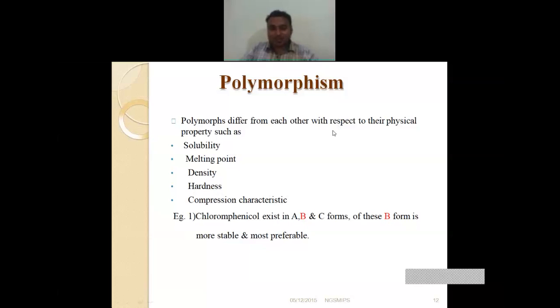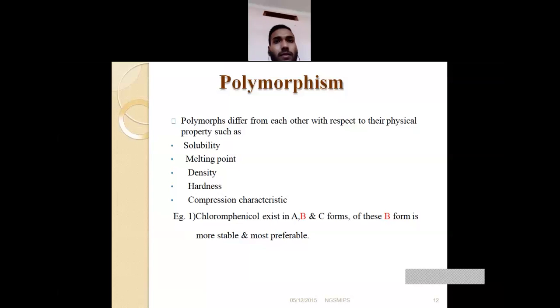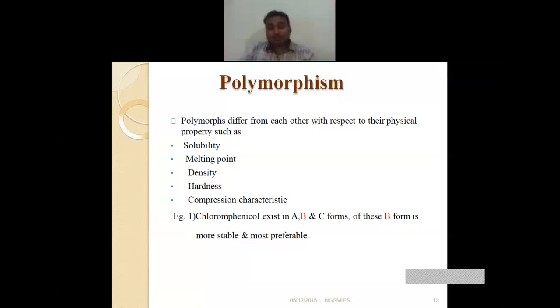Can anyone say something about the compression characteristics? Do you have any idea what compression characteristics are? The drug should have adequate binding property to compress. Compression characteristics means binding property. That means it may show some cracking, it may show some picking, sticking.